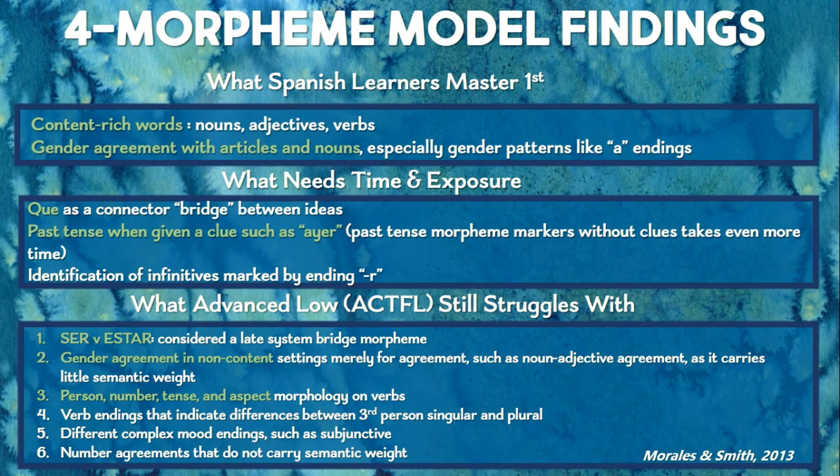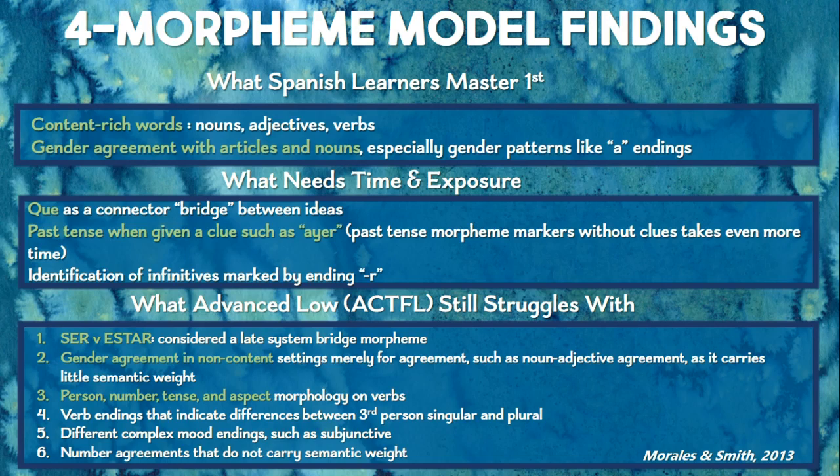Also, the identification of infinitives marked by the ending R. Interesting, right? Because that used to be one of the first things that I would present to my class. This is the holy grail here. What advanced low level still struggles with, and this is according to ACTFL OPIs.